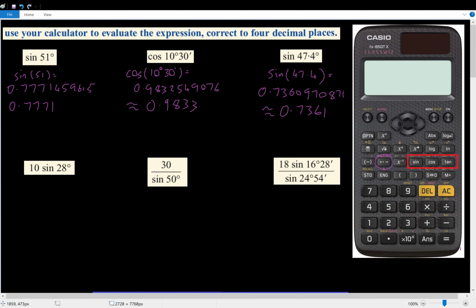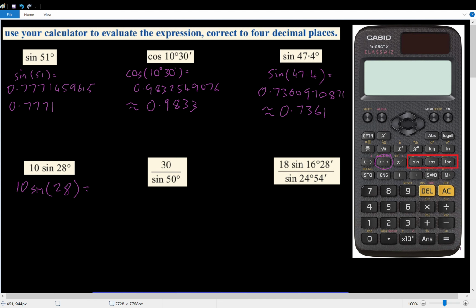Okay. Now on to our next one down here, we've got 10 sine 28. That means 10 multiplied by the sine of 28. But we can literally put it into our calculator as it is written there. So we press 10 to start with. Then you press the sine button, in which case you'll get sine bracket. And then we're going to press 28, close the bracket off by pressing the bracket button, and then we press equals.